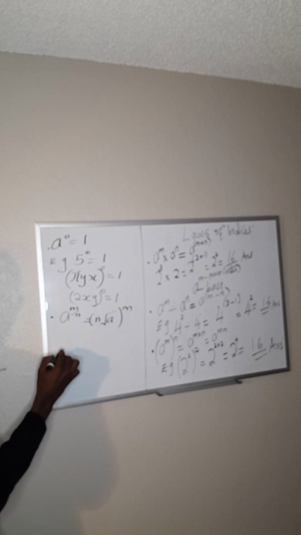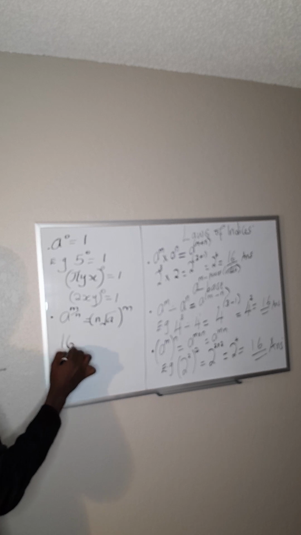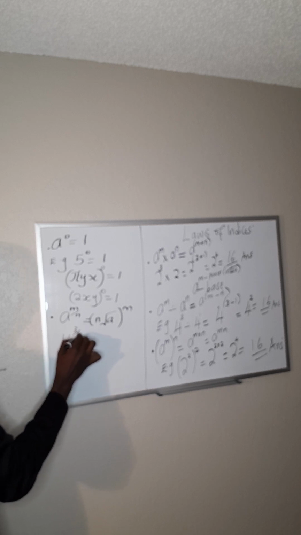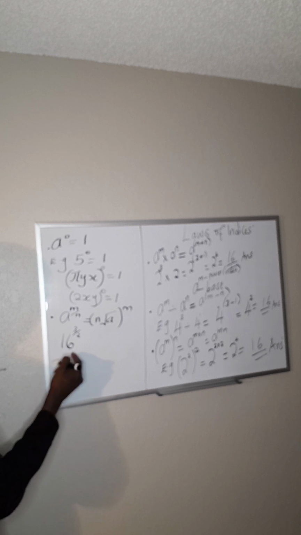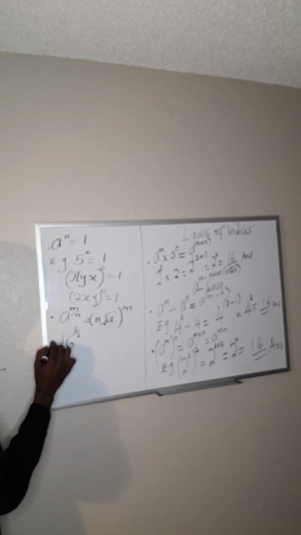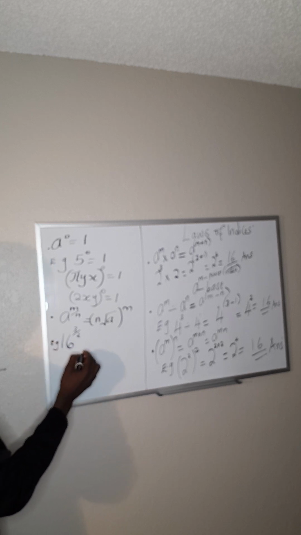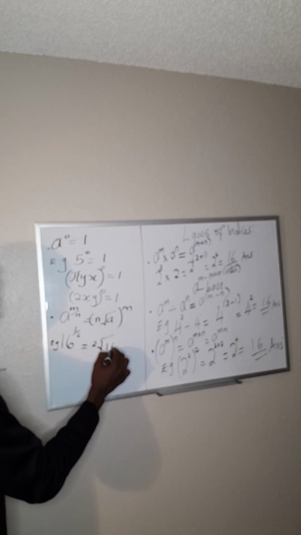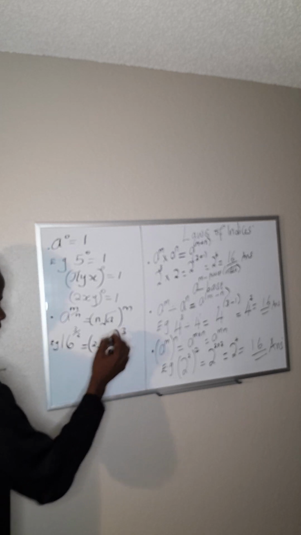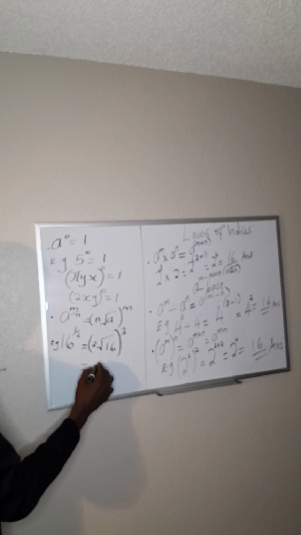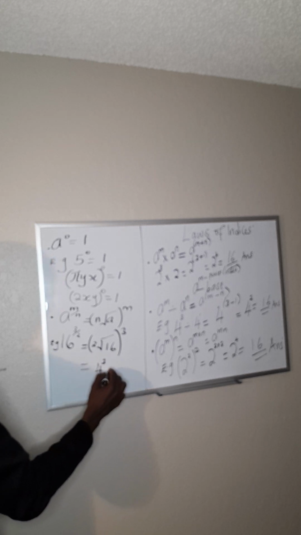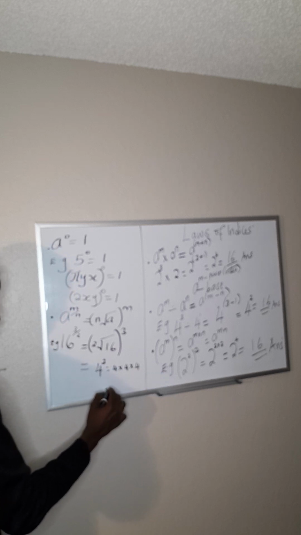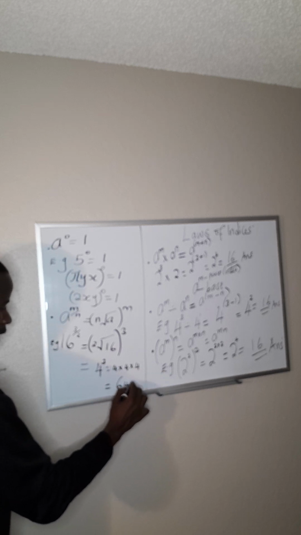For instance, I have this one, 16 raised to power 3 over 2. I want to try and simplify this. So this is equal to the square root of 16, everything raised to the power of 3. What is the square root of 16? 4. 4 raised to power 3 is the same as 4 times 4 times 4, which is now equal to 64. So that is the solution.